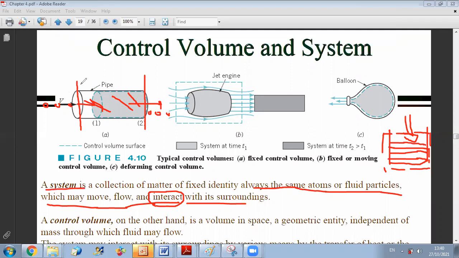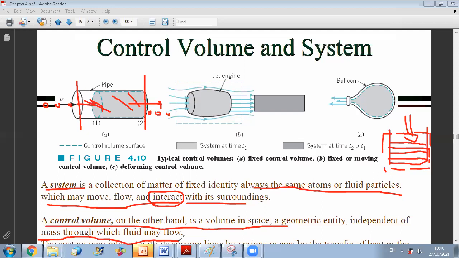I don't have any new particles coming in or any particles getting out. These particles can exchange energy with the surroundings, can exchange different variables, but they cannot exchange mass. Okay? While for the control volume, we just consider a certain volume in space, a geometric entity that is independent of the mass through which fluid may flow. So we have new particles that can enter this control volume while others will leave it.